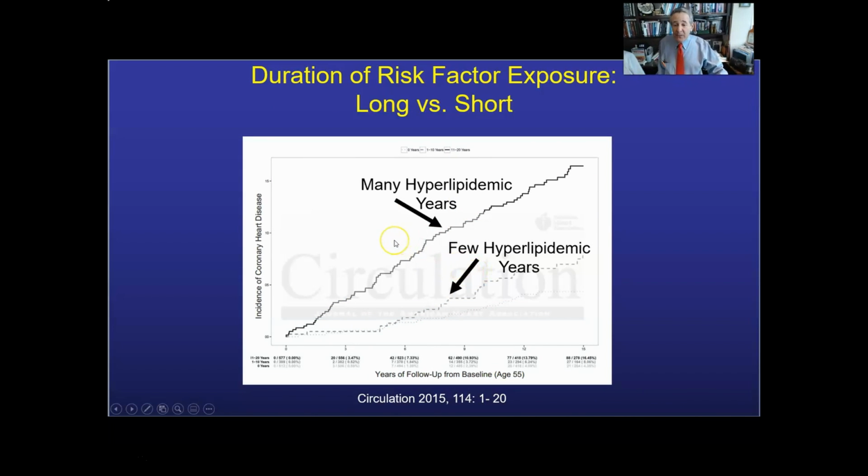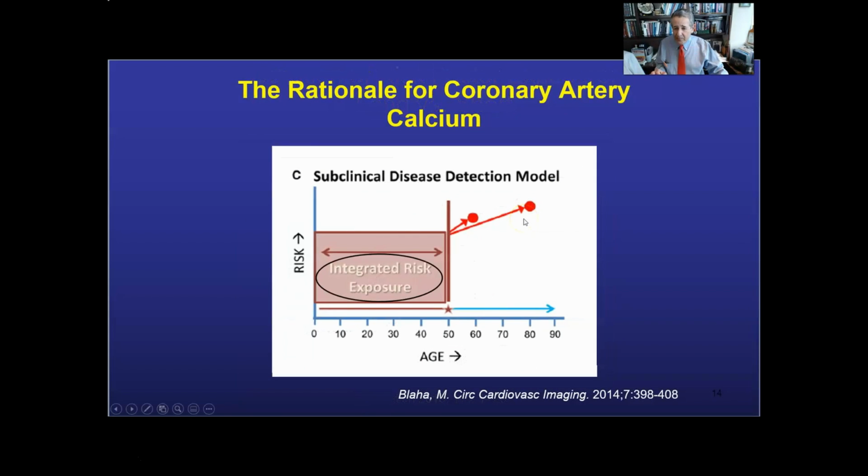Well, here's a study actually from Framingham. And what it shows is the duration of risk factor exposure is important. And this is many years of high lipids and bad lipids, and this is fewer years. And this is the incidence of coronary artery disease. So the dose of risk factors is really, really important.